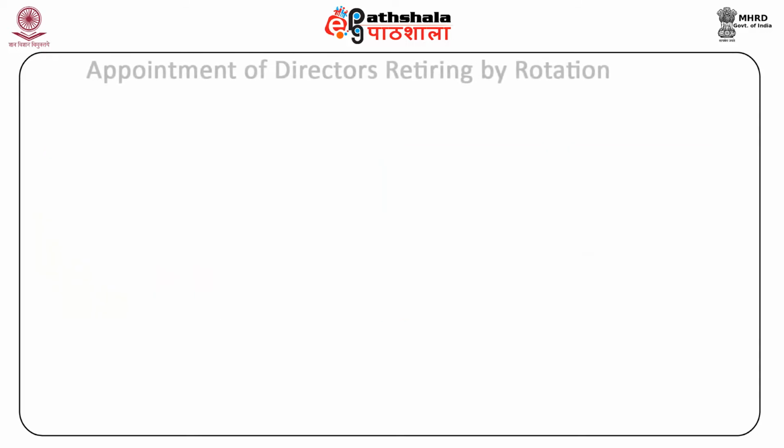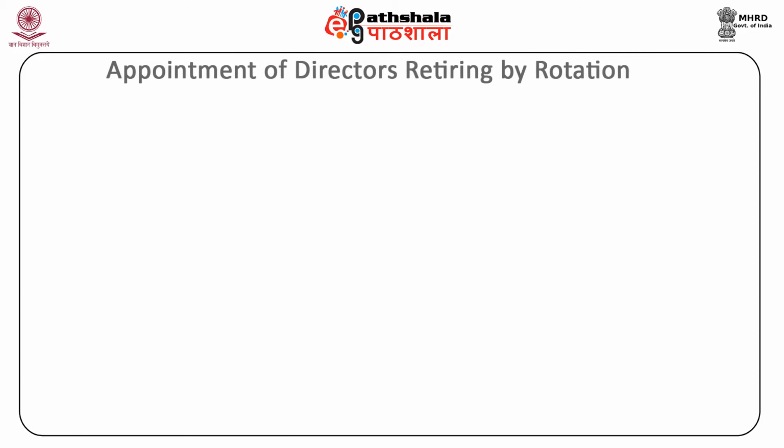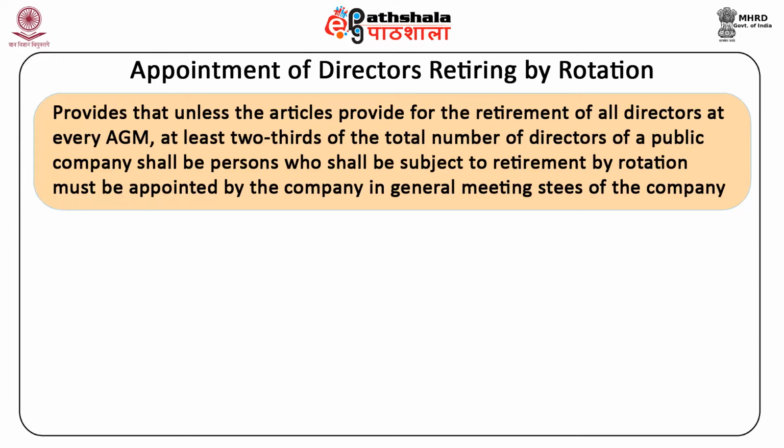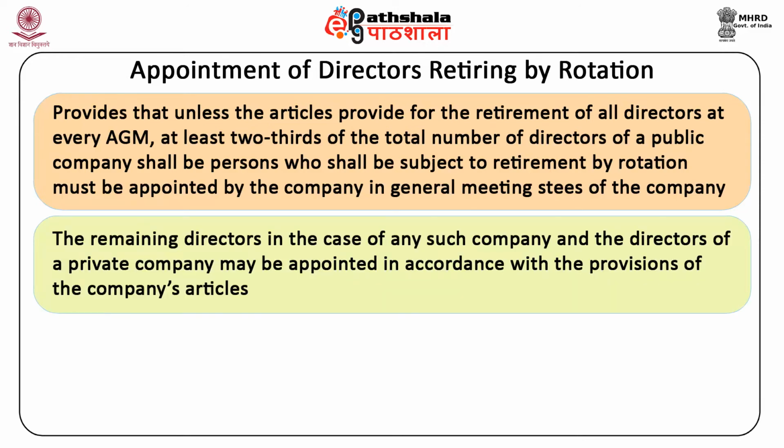Appointment of directors retiring by rotation. Section 152 also provides that unless the articles provide for the retirement of all directors at every annual general meeting, at least two-thirds of the total number of directors of a public company shall be persons who shall be subject to retirement by rotation and must be appointed by the company in a general meeting. The remaining directors in the case of any such company and the directors of a private company may be appointed in accordance with the provisions of the company's articles.